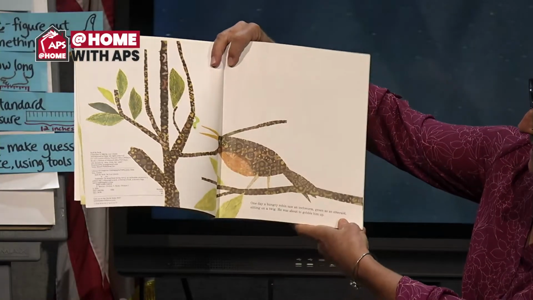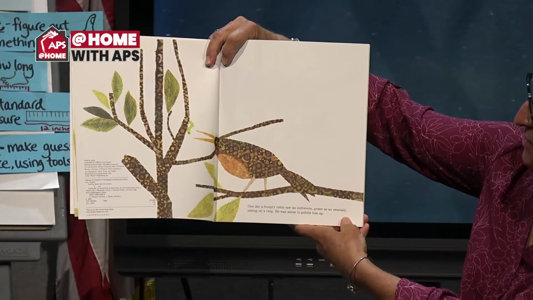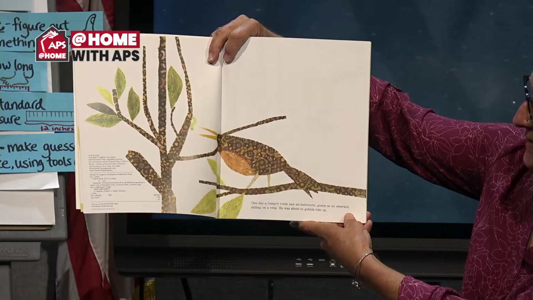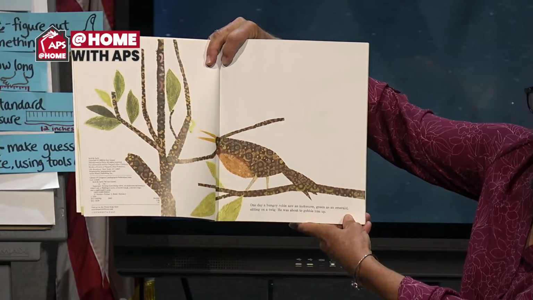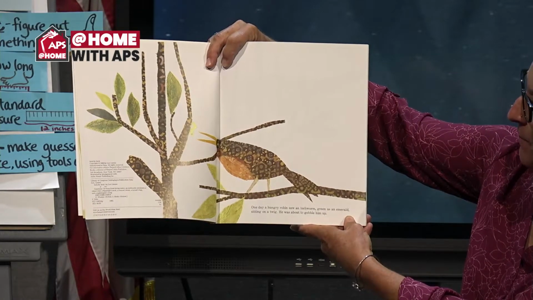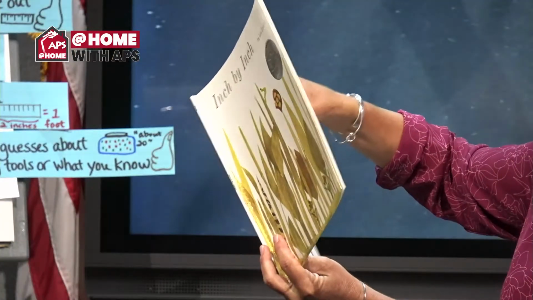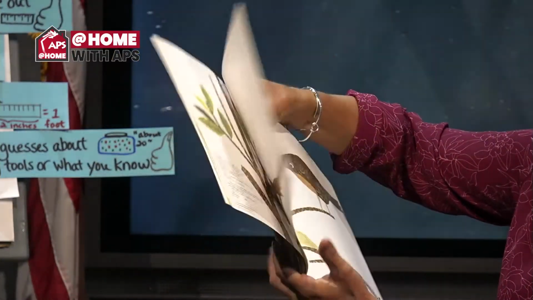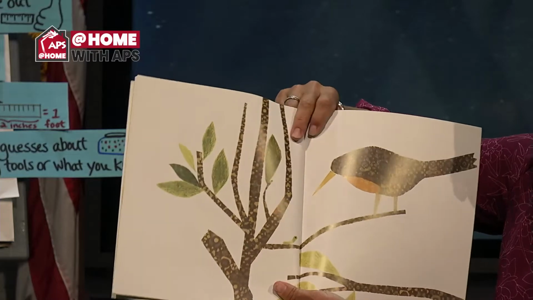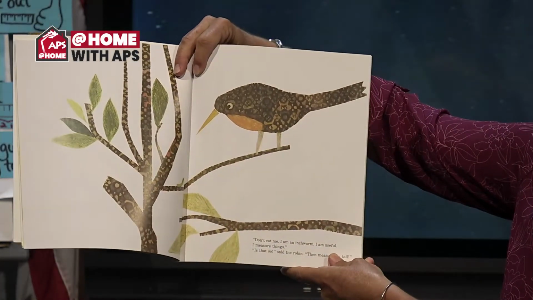One day, a hungry robin saw an inchworm, green as an emerald, sitting on a twig. He was about to gobble him up. A robin is a bird that we often see in the springtime, right? We have robins here in Albuquerque.